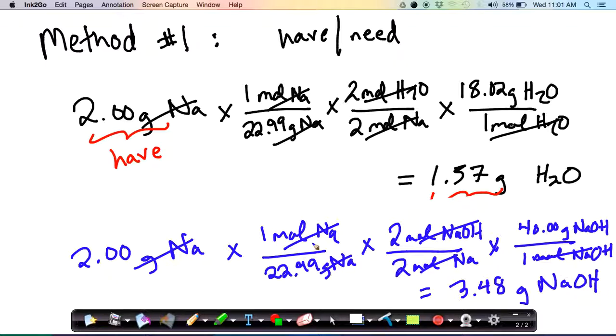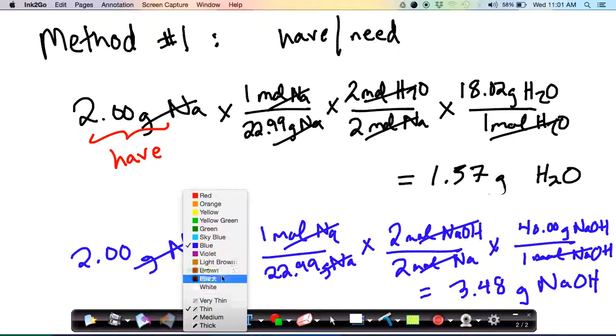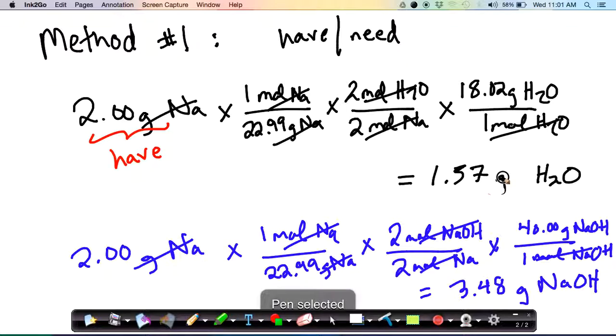If we had done this calculation with 2.00 grams of water, we would not get the right answer because we're not going to use all 2.00 grams of H2O. We're only going to use 1.57 grams of H2O. Should point out that if we had done the calculation with 1.57 grams of H2O, you would still get the right answer, barring any round-off differences. Should still come out to be about 3.48 grams of sodium hydroxide.